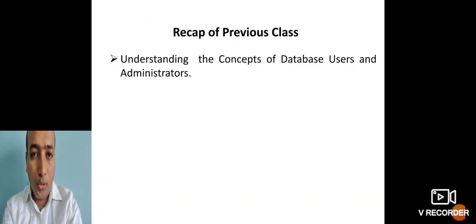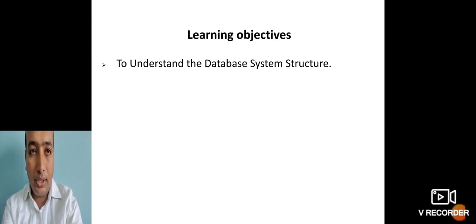Before moving on to today's topic, understanding the structure of a database system, let us have a recap of our online session number 7. Dear students, I think you all remember in our previous session we have understood the concept of database users and the administrators, along with the roles played by the DBA, designers and different types of end users. So with this short recap of our previous class, let us move to today's online session.